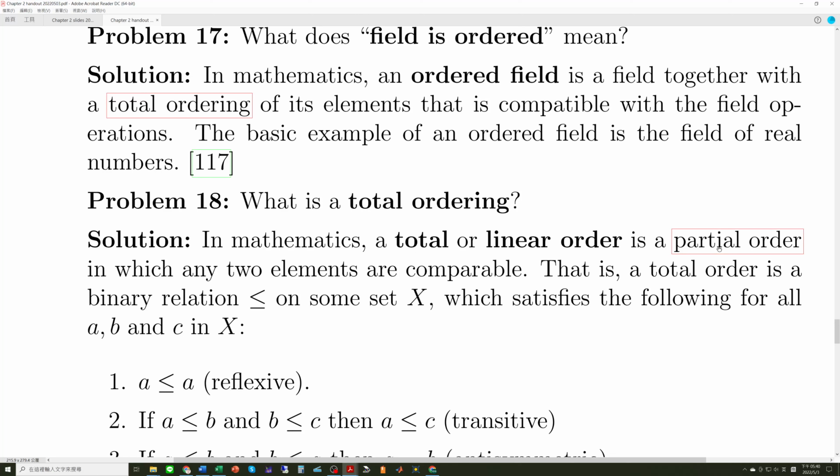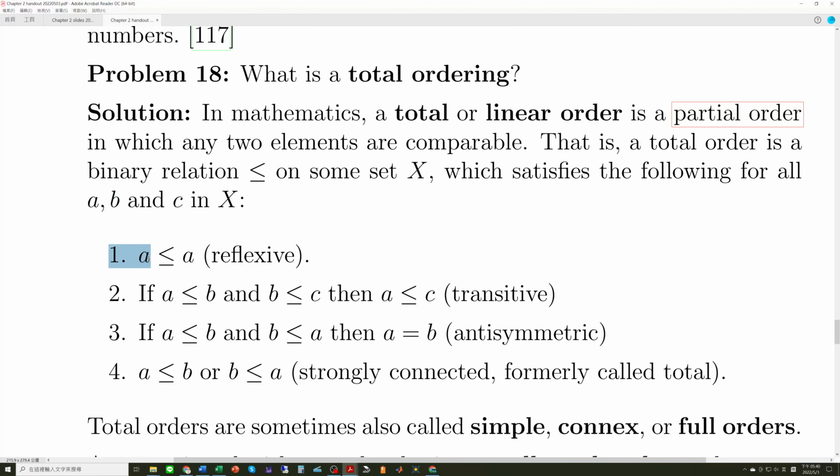Okay, so what is a total order? We will explain it in the next problem, in which any two elements are comparable. That is, a total order is a binary relation, smaller than or equal to, on some set X, which satisfies the following for all A, B, and C in X.